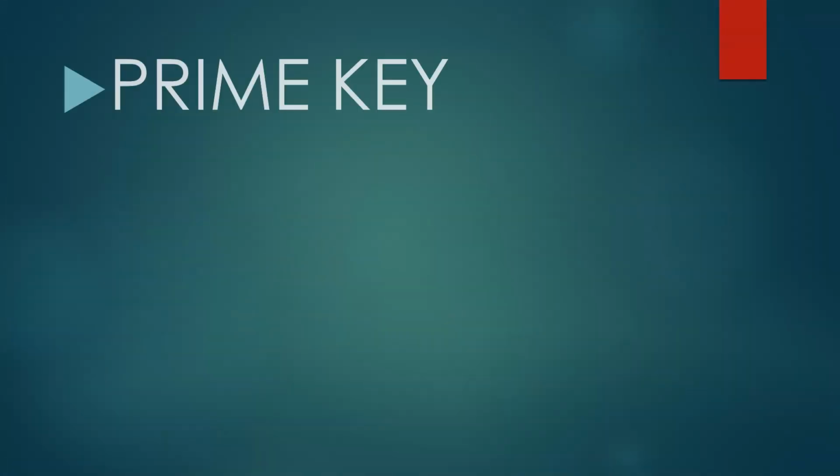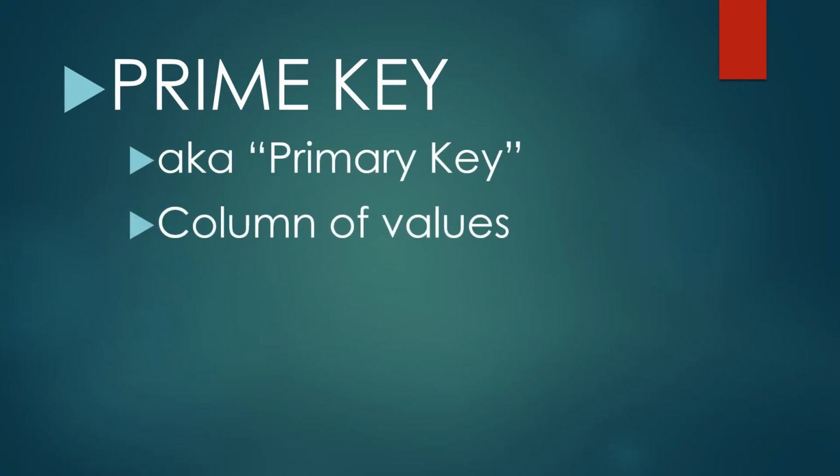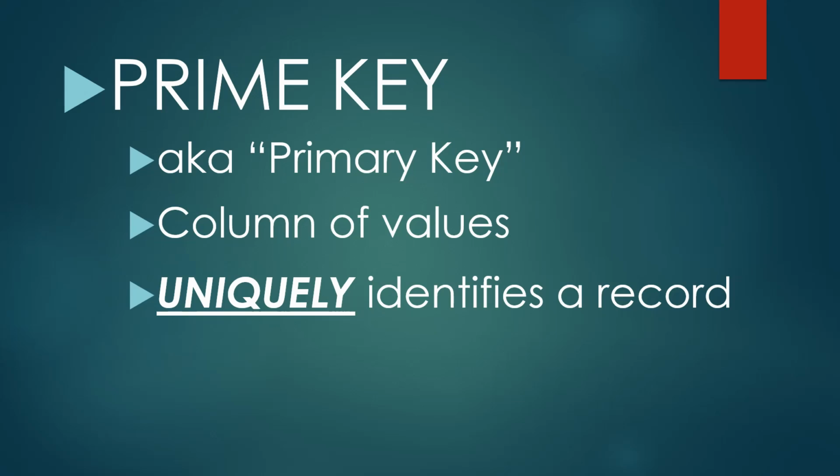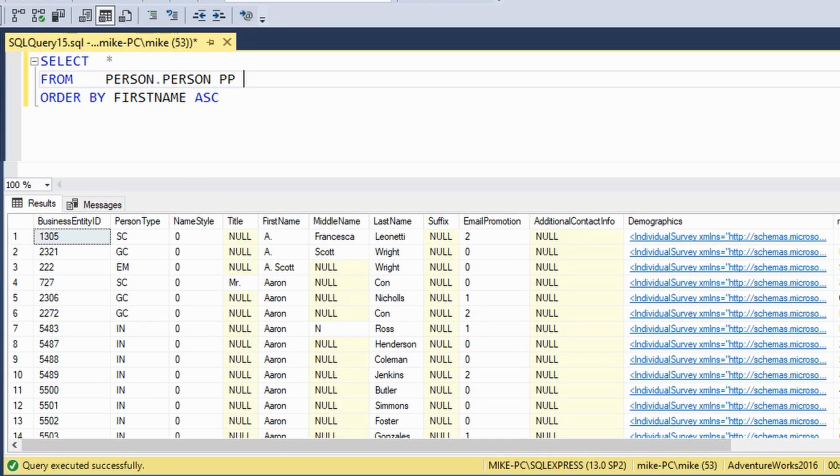What is a primary key? A primary key is some value that uniquely identifies that record in the table. I'll say that again. A column of values where that value uniquely identifies that row on that table. Operative word is unique.